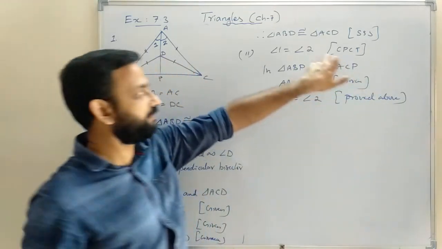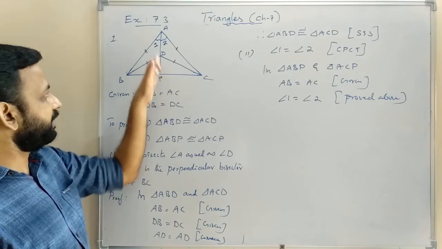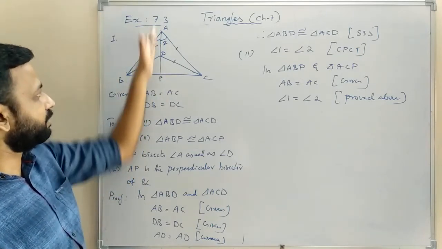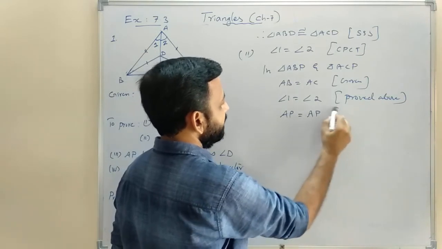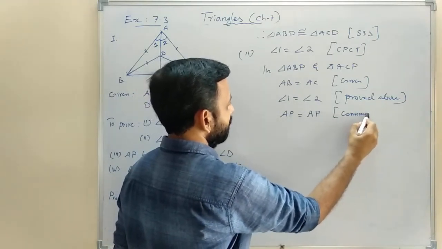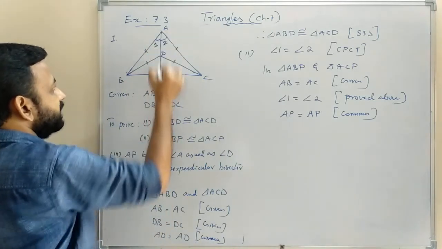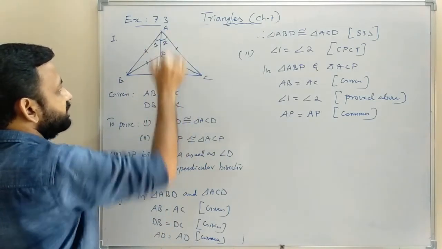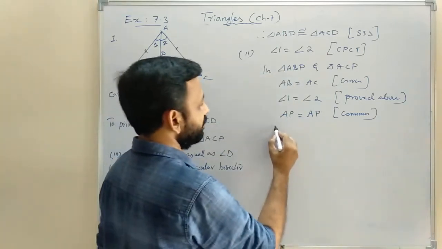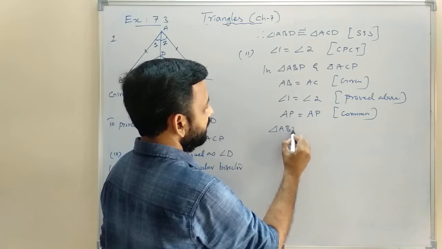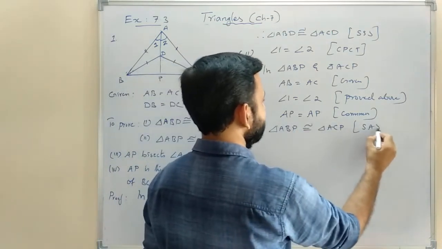Proved above. So here we proved angle 1 and angle 2 are equal. Then AP equal to AP, the reason being common. So we can say side-angle-side equals side-angle-side. By the SAS theorem, the two triangles are congruent. Therefore, triangle ABP is congruent to triangle ACP by the SAS theorem.